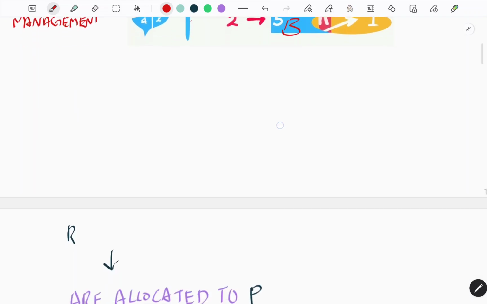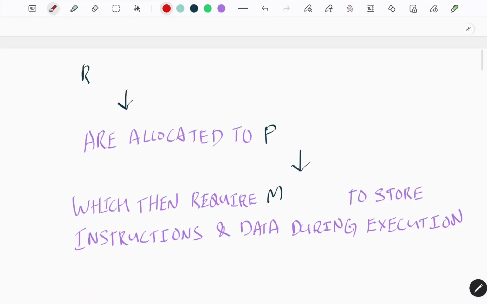Okay, now we talk about this one. This is a simple statement. So over here is the resource. We can see resources are allocated to processes, which then require memory.